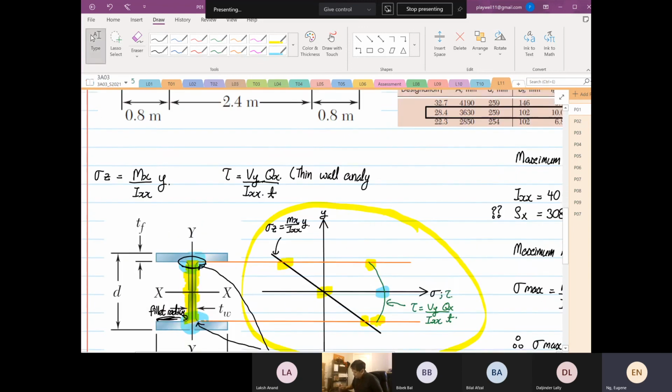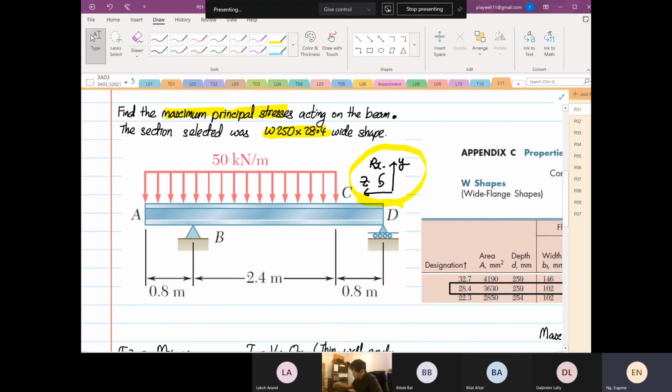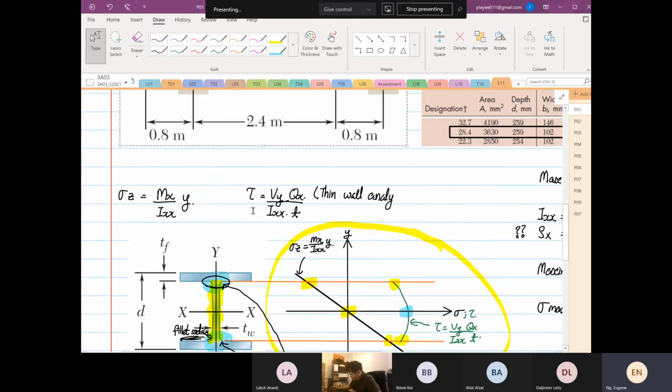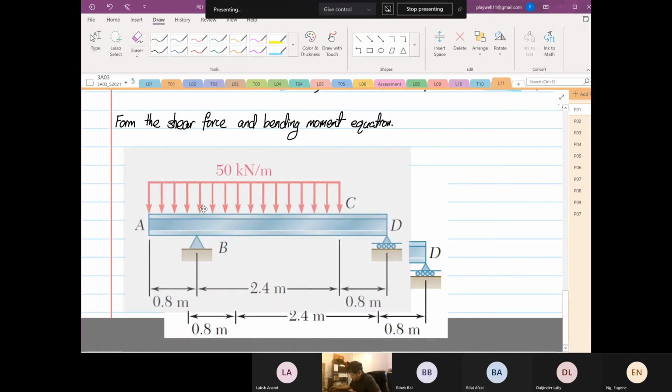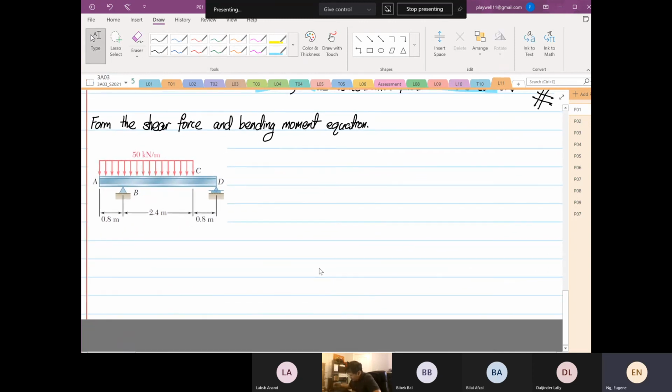We are going to form the shear force and bending moment equations. First of all, I'll copy and paste this question so you can see it clearer. Then we're going to draw the free body diagram. So again, this is our y.